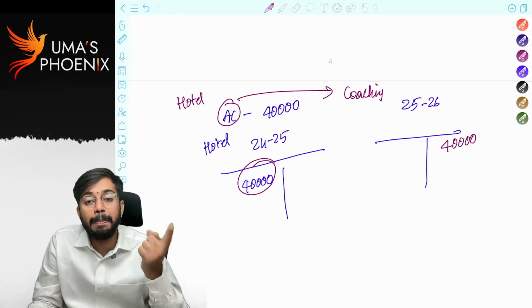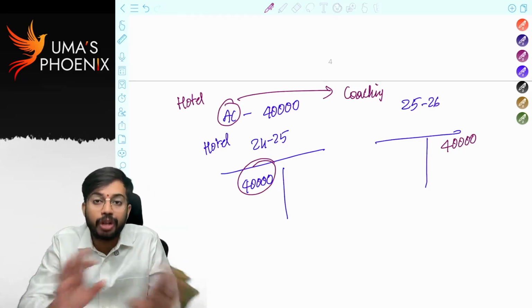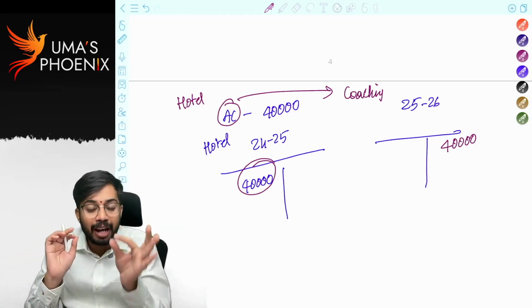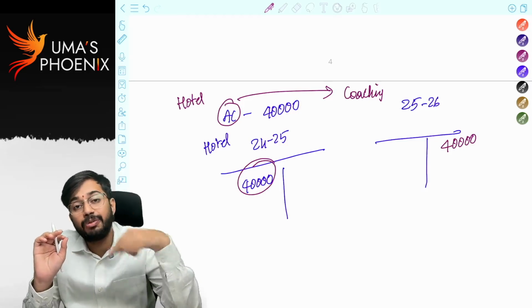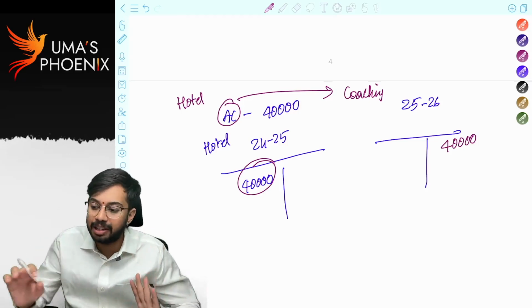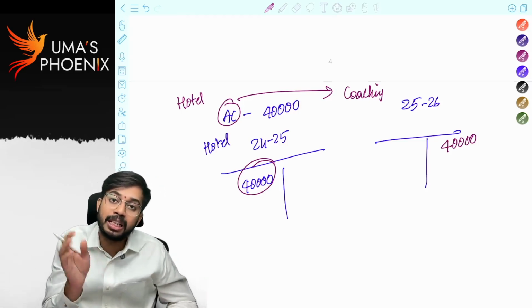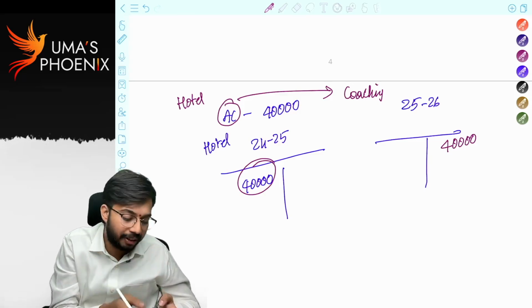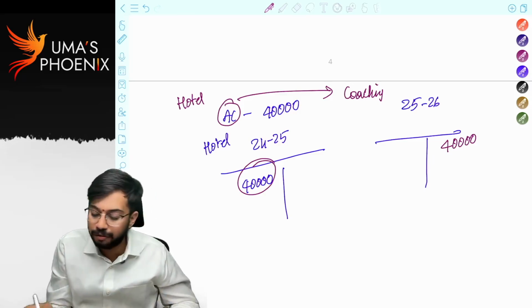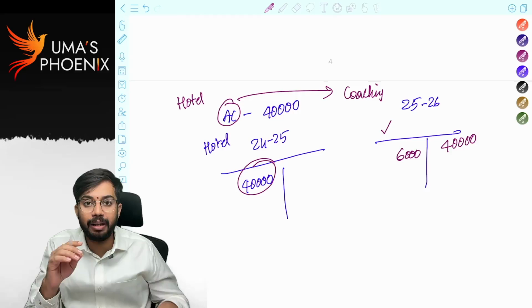And whatever the depreciation that would have been allowed if the asset was not used for specified business, if the air conditioner was not used for hotel business, whatever the depreciation that would have been allowed, that will be allowed as deduction. If the air conditioner was used for coaching business from the beginning, then 15% depreciation would have been allowed, right? That will be allowed as deduction. 40,000 into 15%, 6,000 is allowed as deduction. So simple.